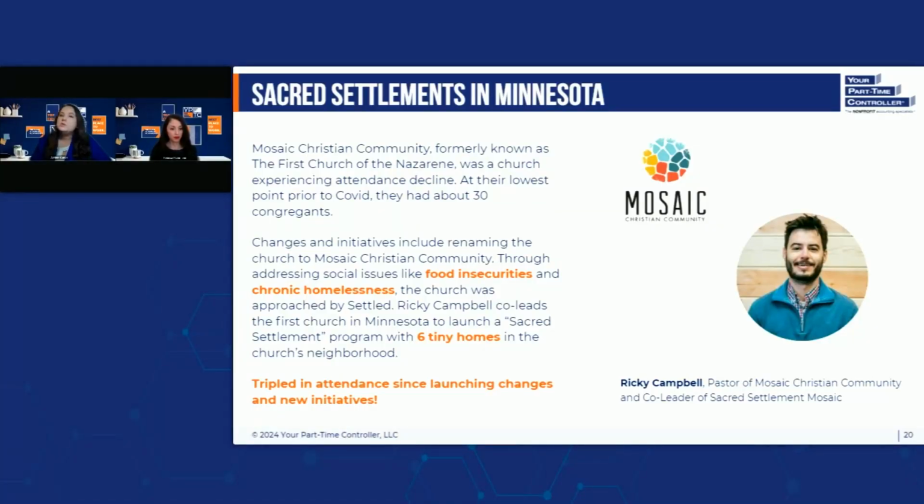This church was one of the first in Minnesota to utilize new legislation that was passed called Sacred Settlements, which allowed for faith-based organizations to build housing on their property. And what they did was they built 6 tiny homes. Rebecca was able to meet with the pastor of Mosaic Christian Church. Rebecca, want to tell us a little bit about that meeting and kind of what you talked about?